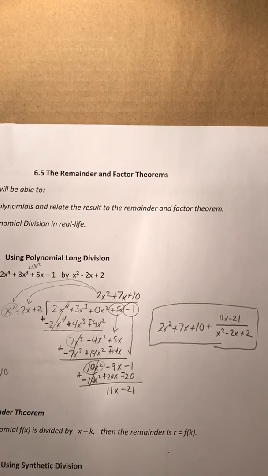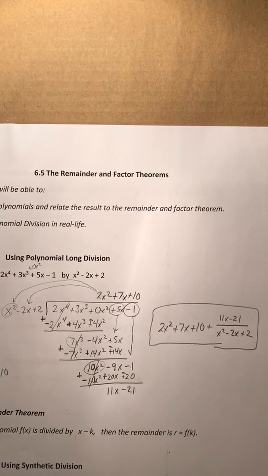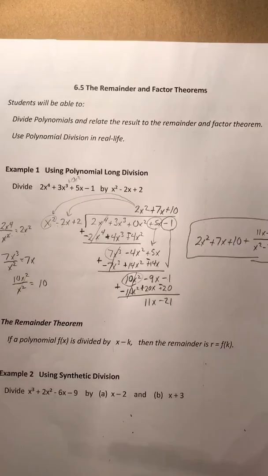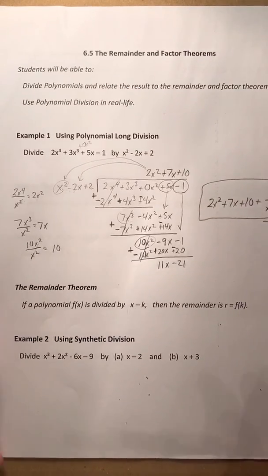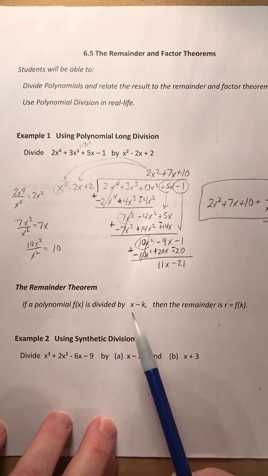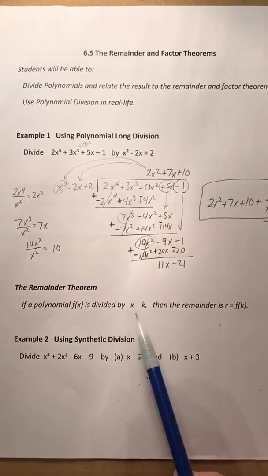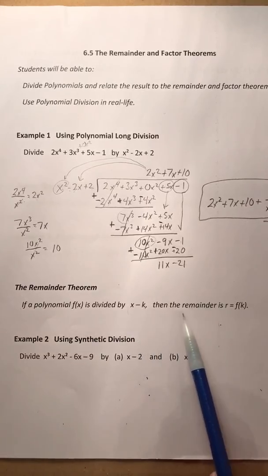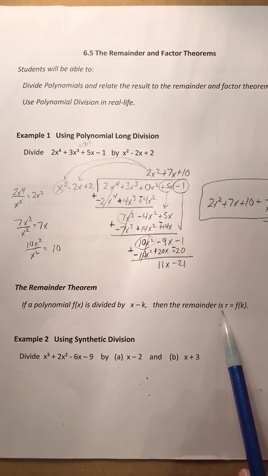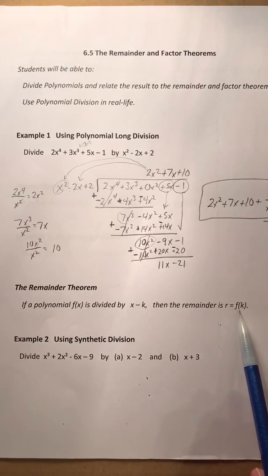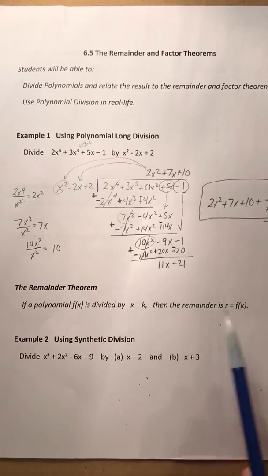All right? So polynomial long division is difficult and it takes time to do it. So next we have what's called the remainder theorem. And the remainder theorem simply says that if you take a polynomial and you divide it by x minus k, then the remainder is r, and that's going to be what f of k is equal to. And that's pretty much what we did before, is we had that remainder and we said, well, that's what we would get if we would substitute in that for it.